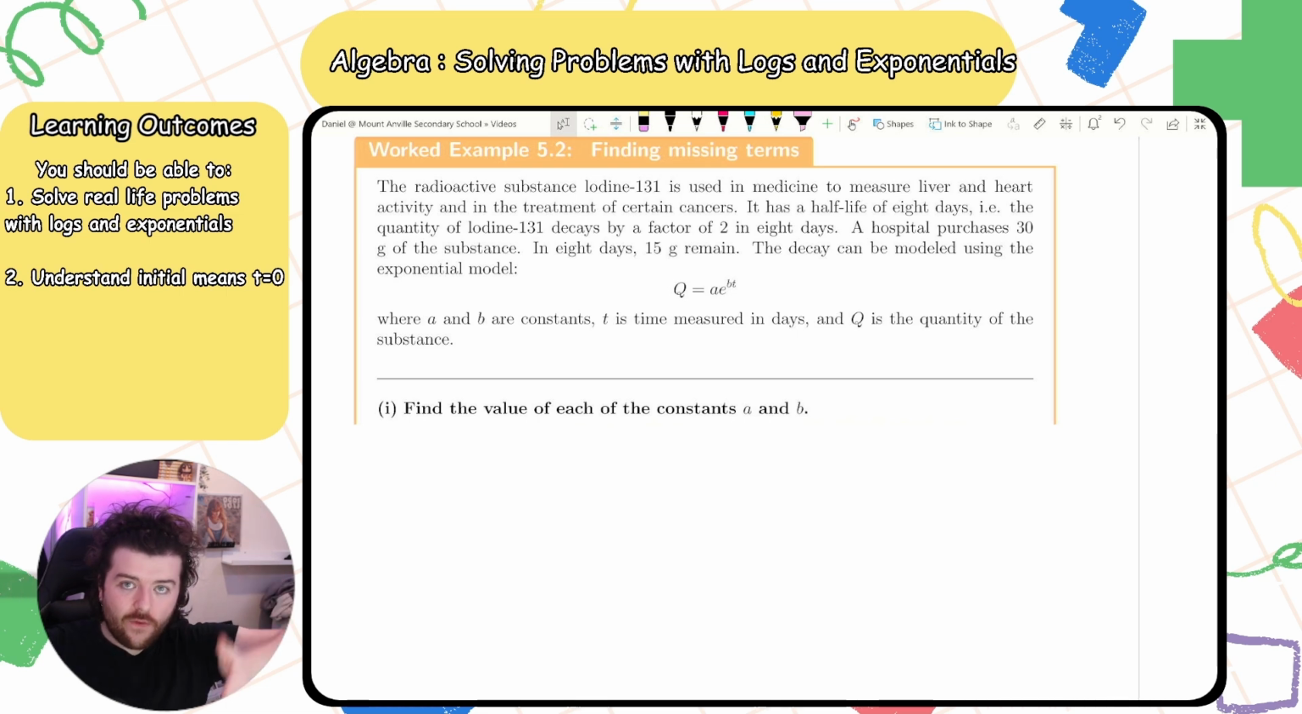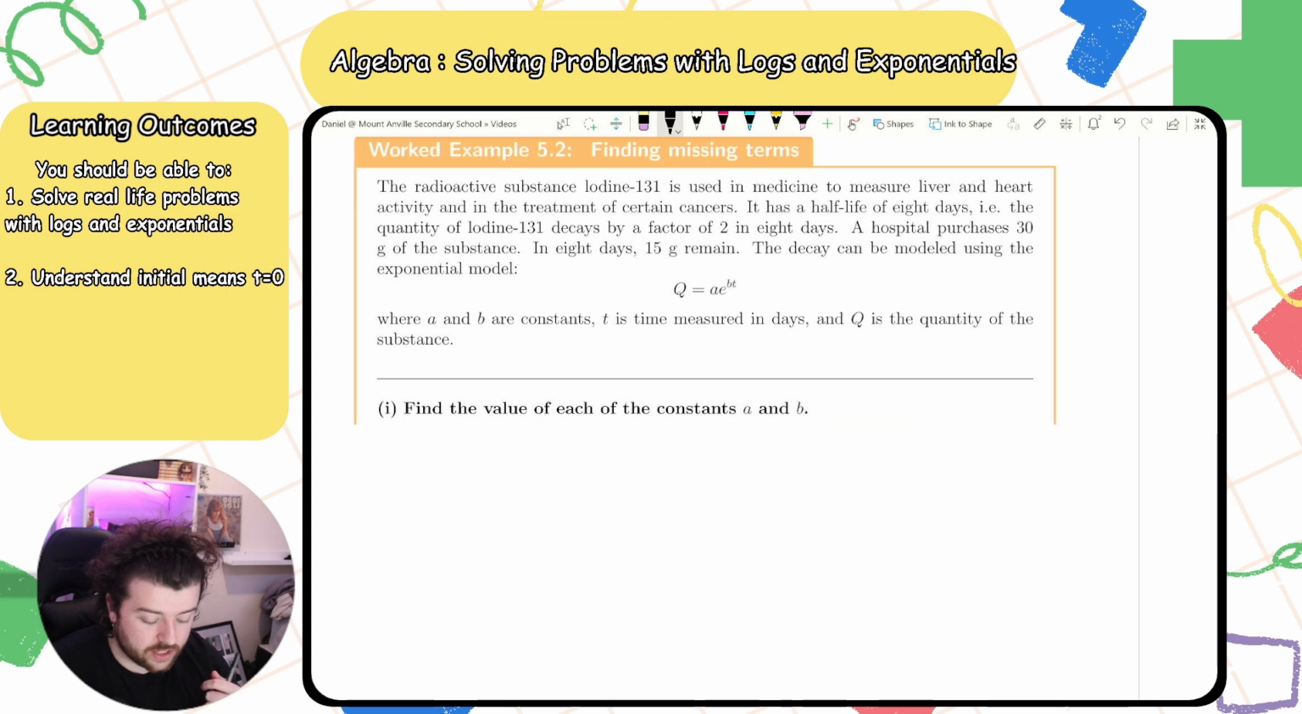So every 8 days, it decreases by a half. So if you started with 40, after 8 days, you'll have 20. Then another 8 days, you'll have 10. Then another 8 days, you'll have 5, 2.5, etc. It has a half-life of 8 days, i.e. the quantity of iodine 131 decays by a factor of 2 in 8 days. A hospital purchased 30 grams of the substance. In 8 days, 15 grams remains.